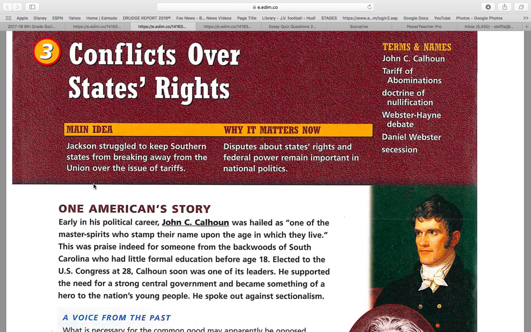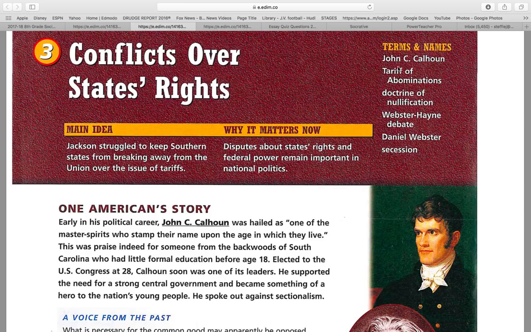I'm here to read Conflict Over States' Rights. The main idea is Jackson struggled to keep southern states from breaking away from the Union over the issue of tariffs. Why it matters now: disputes over states' rights and federal power remain important in national politics.